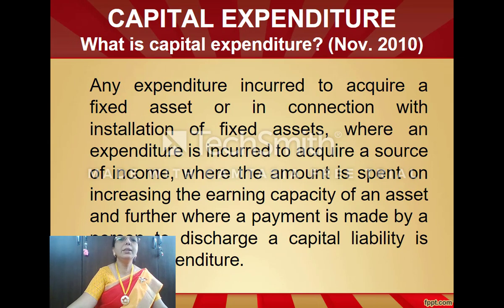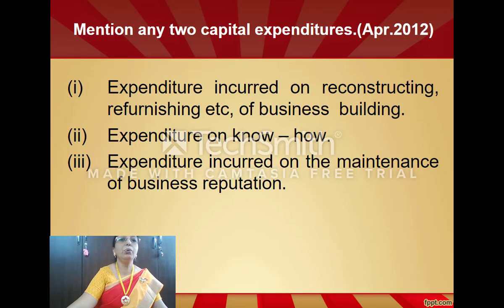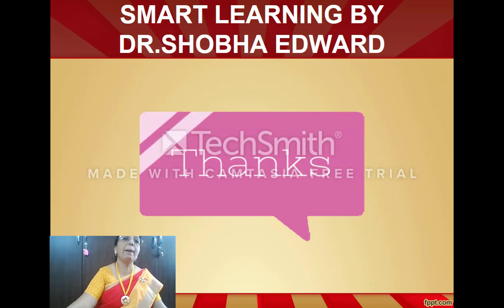Capital expenditure, it is a one-time expenditure. So it is not a routine expenditure like rent, it is a single time expenditure. An expenditure incurred to acquire a fixed asset or in connection with installation of a fixed asset. So all this is a one-time expense. So that is a capital expenditure. So few capital expenditures: expenditure on reconstructing or refurnishing of a business building, expenditure on know-how, expenditure on maintenance of a business reputation. So this is for your capital income and capital expenditure.